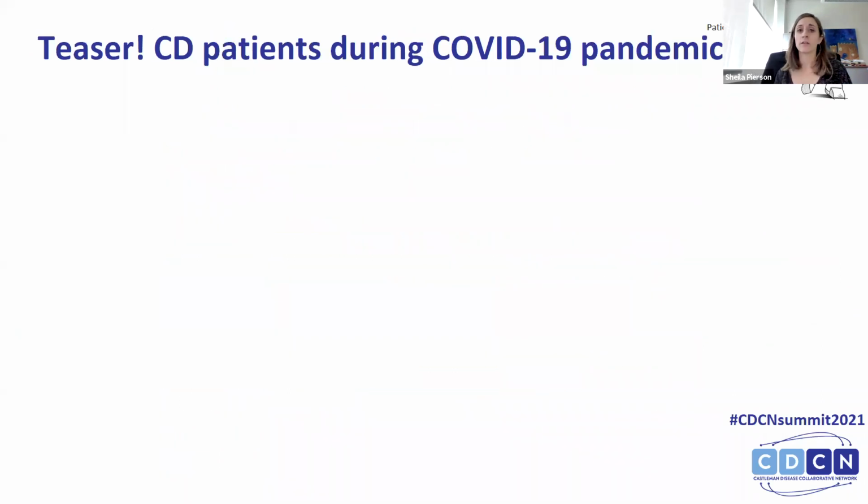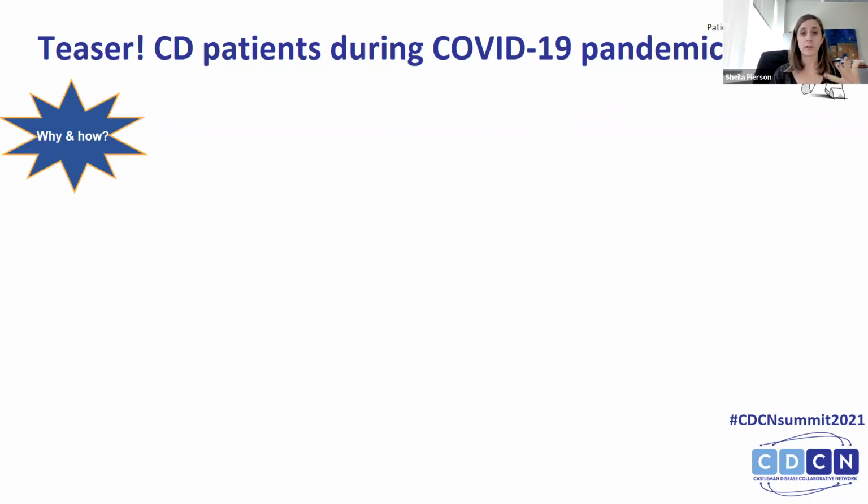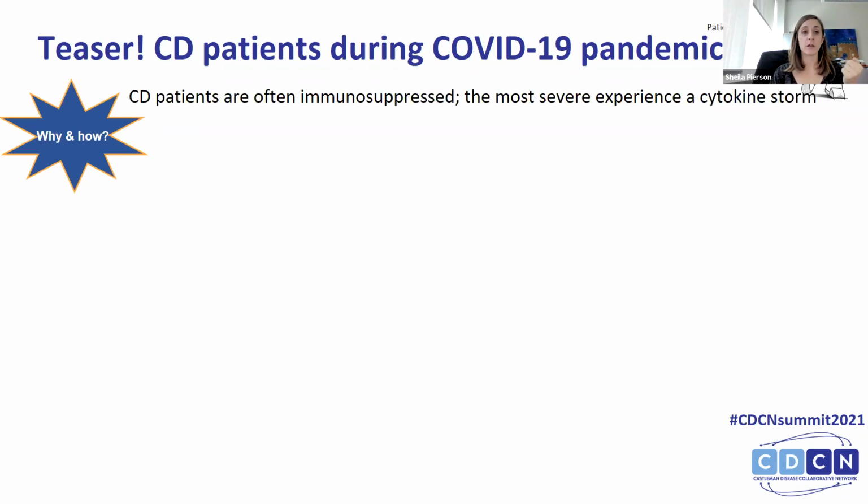And the last thing, and I know this is of course very important to people given the cloud we've been under for the last year and a half, we've really been doing some research into Castleman patients and their experience during the COVID-19 pandemic. A lot of Castleman patients are immunosuppressed, in large part due to the medications they're on. And we know that the most severe patients experience what we call a cytokine storm. Those inflammatory proteins get hyperactivated and overact the immune system.